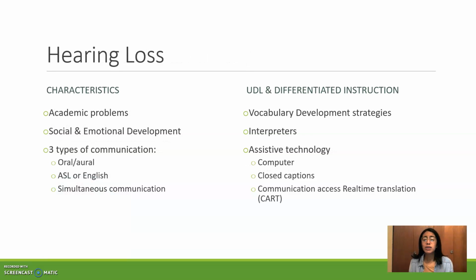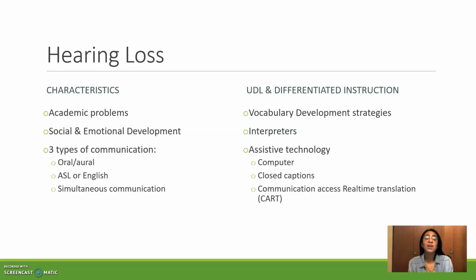Students who have hearing loss have academic problems because there are barriers. They have social and emotional development issues, and there are usually 3 types of communication. There's oral, which is speaking, American Sign Language, and simultaneous, which is a combination of English language and American Sign Language. And to help with that, we have vocabulary development strategies that can help students build upon the vocabulary.